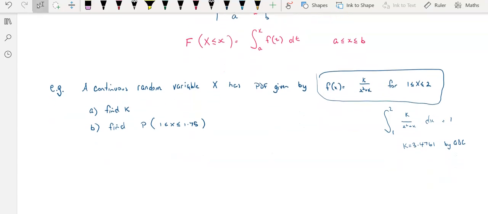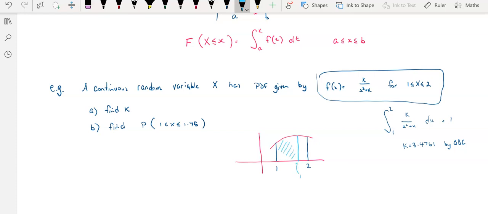For that value of k, this is a valid probability density function. Now I want to find the probability that X lies between 1 and 1.75. This is where this section of work comes into its own. I don't know what this thing looks like, but let's say it's doing something like this. The whole thing is defined between 1 and 2, and that area is equal to 1. But I want to know what the probability is that X lies between 1 and 1.75. So I'm bringing in a 1.75 here.